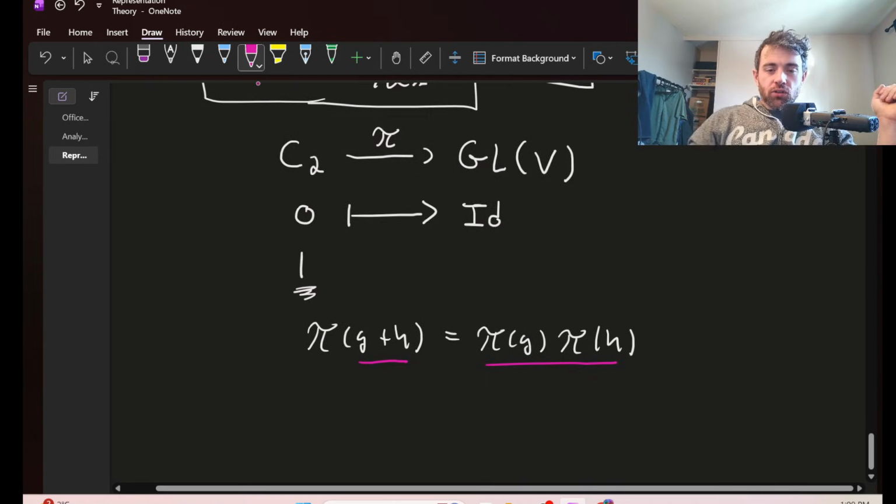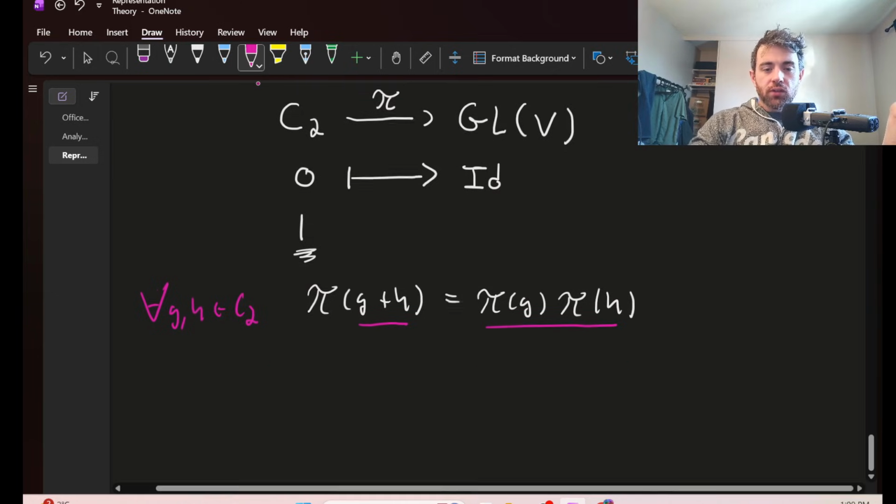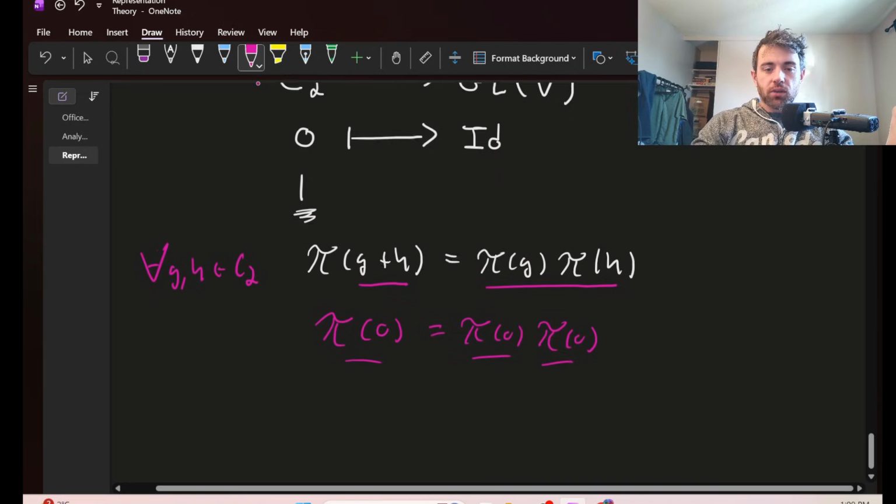And this has to be true for all elements g and h of our group. And if either of these elements are 0, it doesn't really say very much, right? If they're both 0, this just becomes the statement that pi 0 is pi 0 times pi 0. But of course, this is true because these are the identity linear transformations, right?